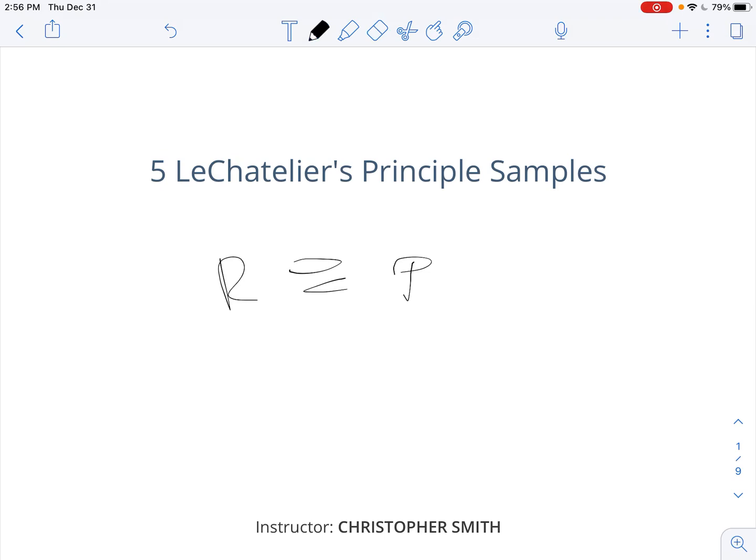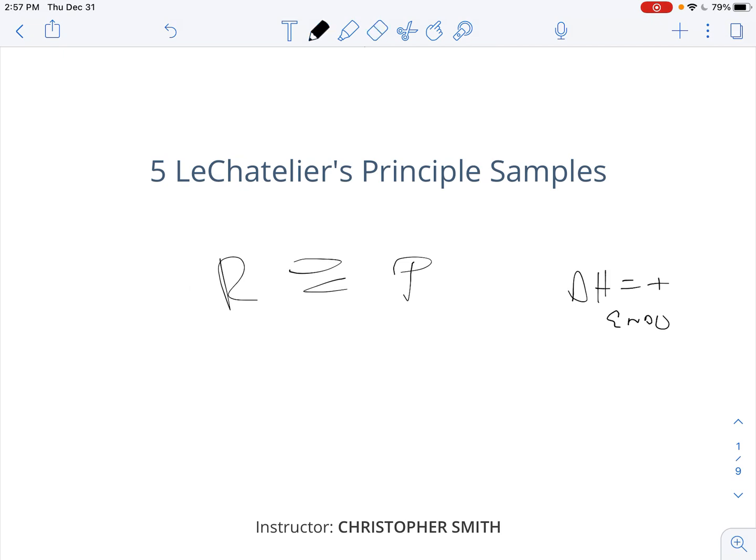Remember that heat is also a factor. If heat is over here on the left, then that would be a delta H of a positive, or endothermic, situation. Then heat would be a reactant. If you added heat, it would go to the right. If you subtracted heat, it would go to the left.